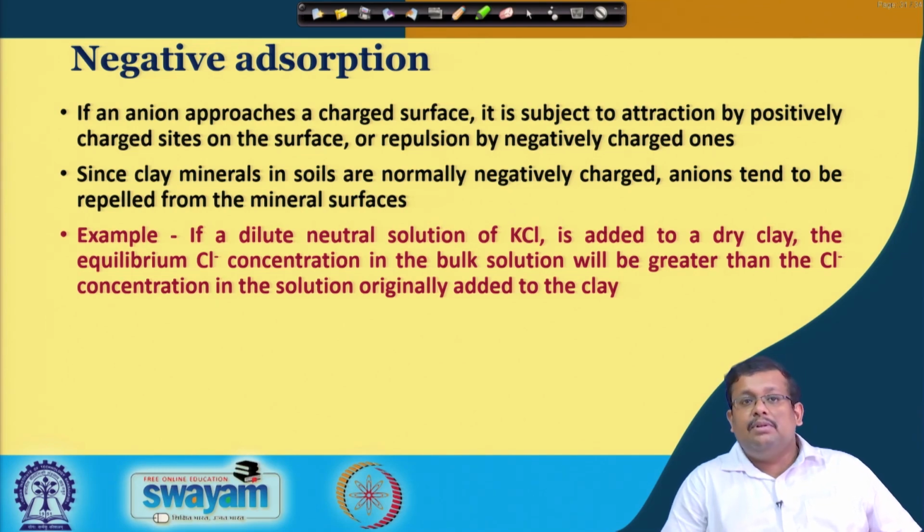For example, if a dilute neutral solution of potassium chloride is added to a dry clay, then the equilibrium chloride concentration in the bulk solution will be greater than the chloride concentration in the solution originally added to the clay. Basically the clay is negatively charged. So, when we add potassium chloride, which dissociates into potassium ion and chloride ion, the concentration of chloride will be higher in the bulk solution than that originally added to the clay, due to this negative adsorption.